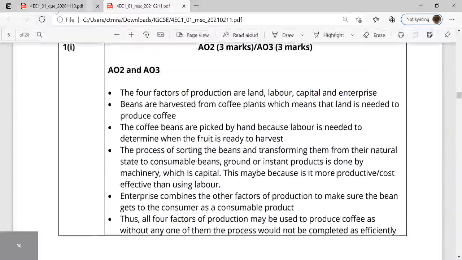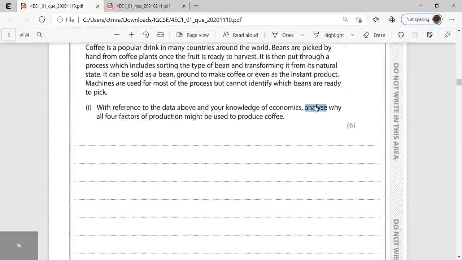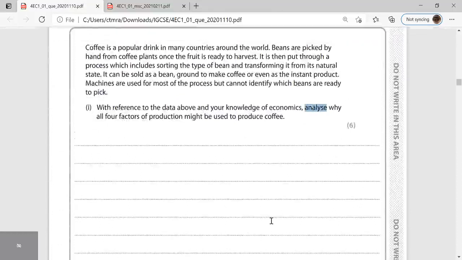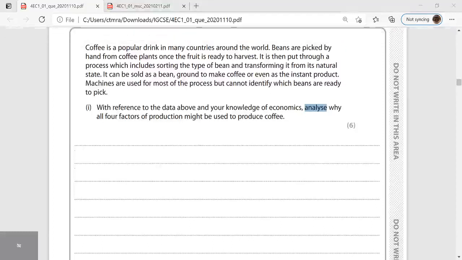So next is this one. This is a 6 marks question. You have to analyze. Analyze is the keyword over here. Analyze means this is a one-sided answer. Let's read the question first, then we'll read the case. This is very helpful advice, because when you read the question first, then while reading the case you'll know what you're looking for. So first read the question, then the case.